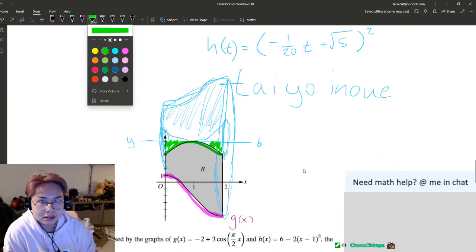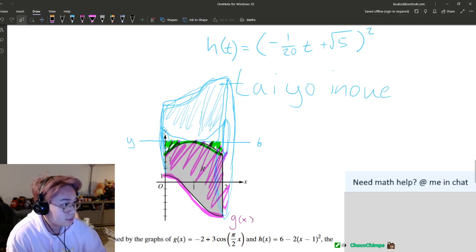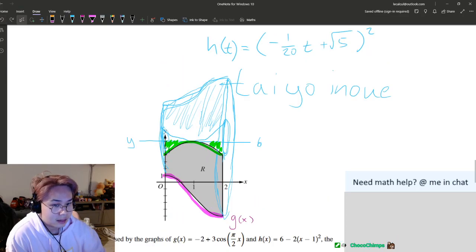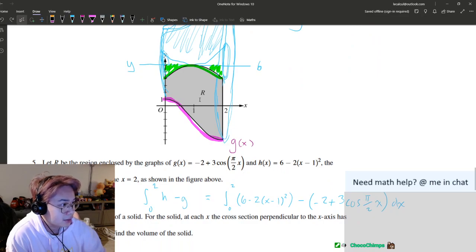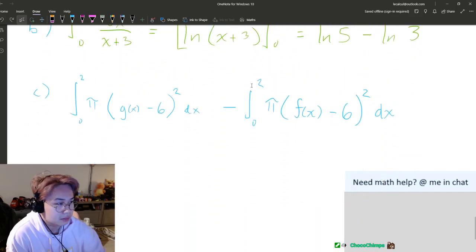So again, just to repeat myself, we find this volume of rotation. We take g, and then we subtract 6, which gets you the radius. And then you rotate it around and integrate. And then we subtract this hollow piece, which is the integration between what is called h and 6. So then here you go.